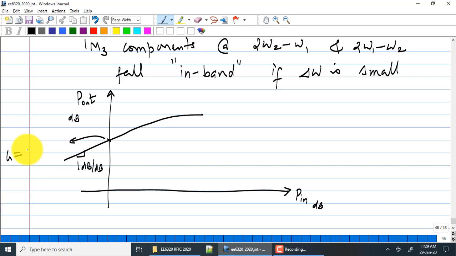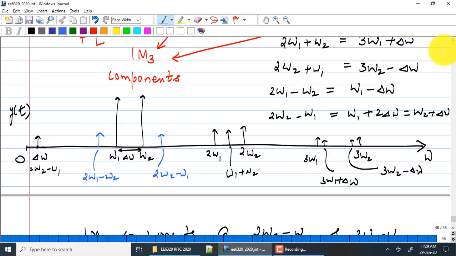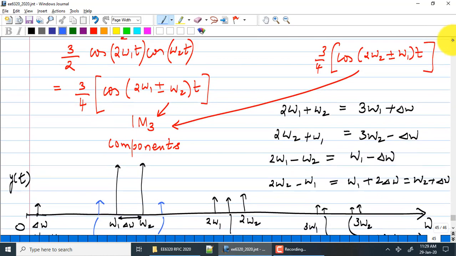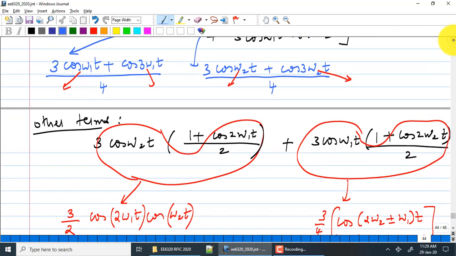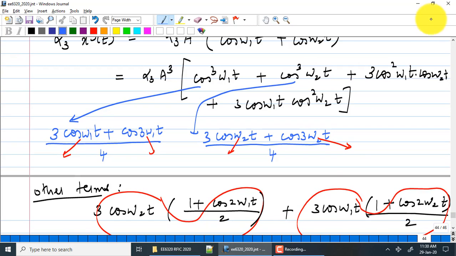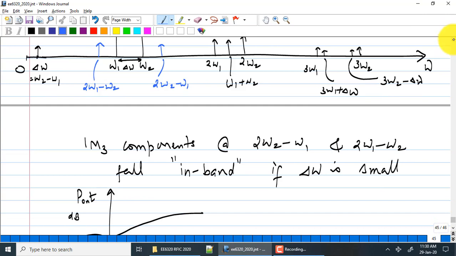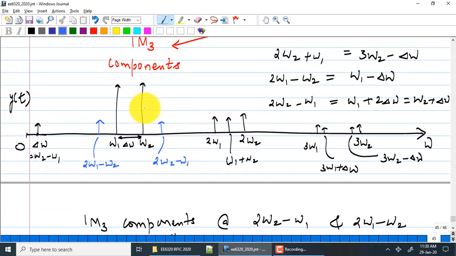Now, on this same plot, I am going to plot the amplitude of the third order intermodulation components. I'm going to show that in blue. First question: what is the amplitude of the third order intermodulation components, 2 omega 2 minus omega 1 and 2 omega 1 minus omega 2? It is 3 by 4 times alpha 3 A cubed. So I'll go back and mark it here. Both of them are equal.